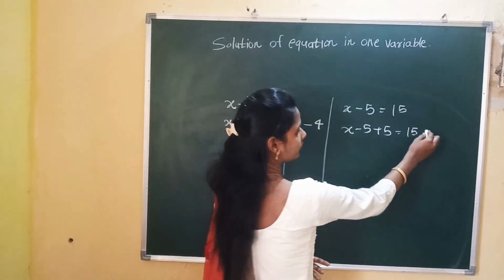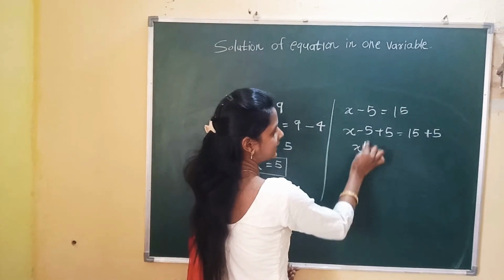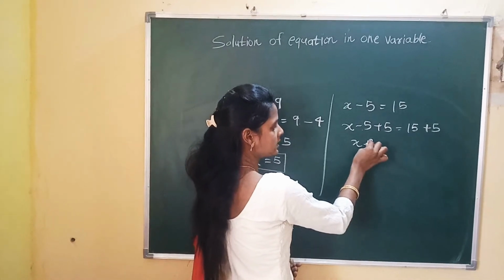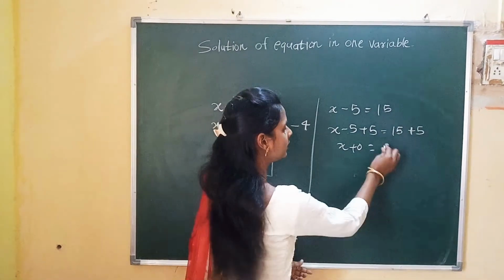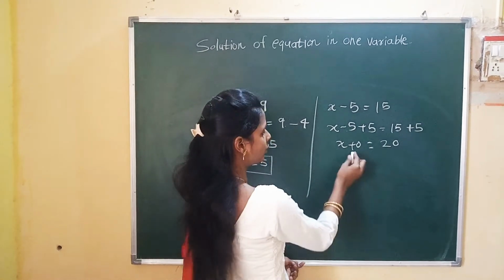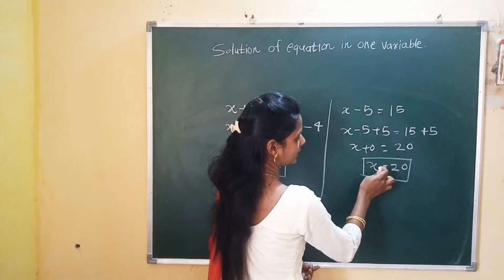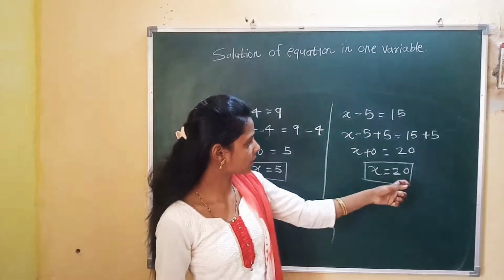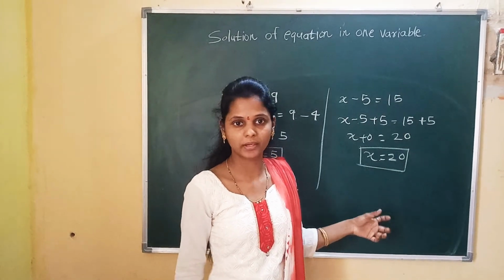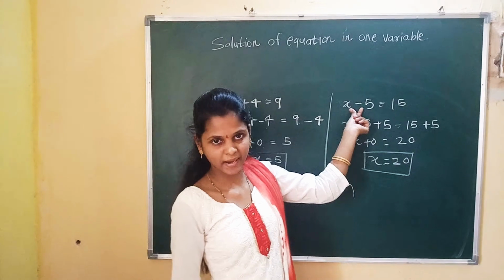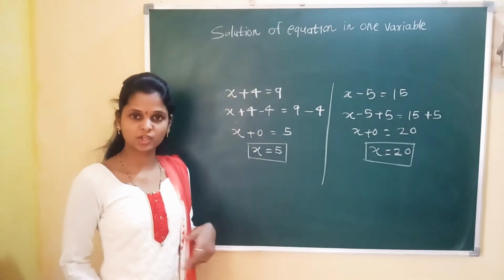So 15 plus 5. Now x plus 5 and minus 5 will become 0, and 15 plus 5 will be 20. So I get the value of x is equal to 20. You can substitute and check. x is equal to 20, so 20 minus 5 is equal to 15. This is how you get the value of x when there is a minus sign and when there is a plus sign. So this is in the case of addition and subtraction.